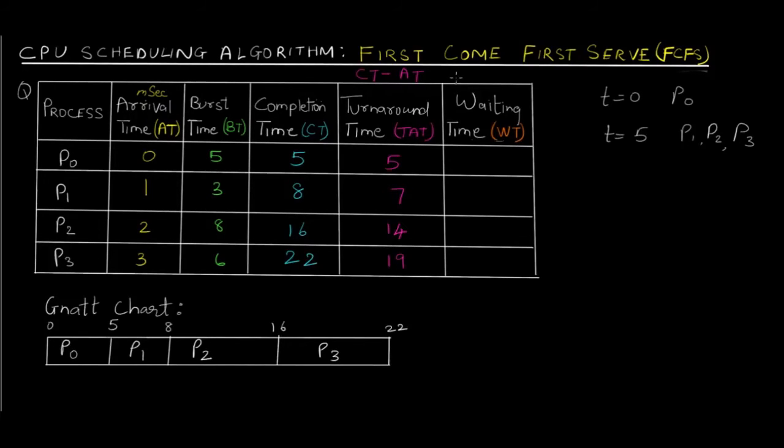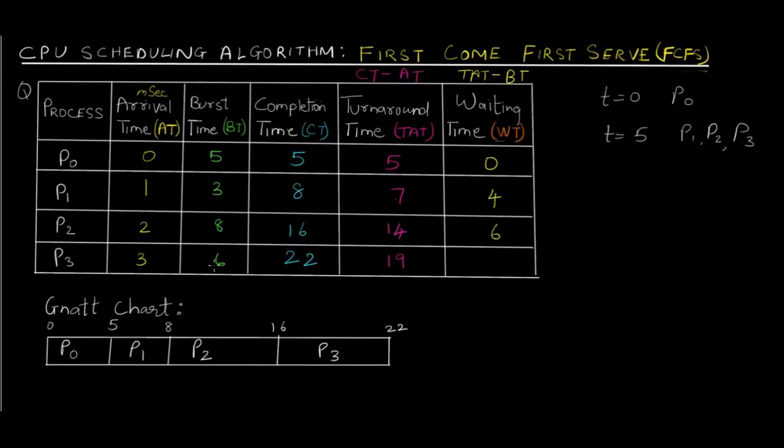Now for waiting time, we again have the formula, that is turnaround time minus burst time. So 5 minus 5 is going to be 0. 7 minus 3 is going to be 4. 14 minus 8 is going to be 6. And 19 minus 6 is going to be 13.